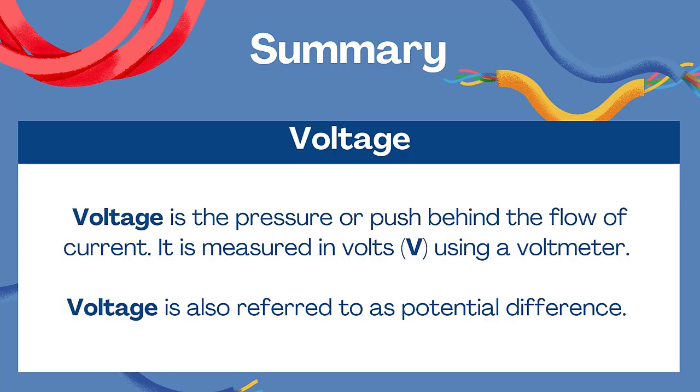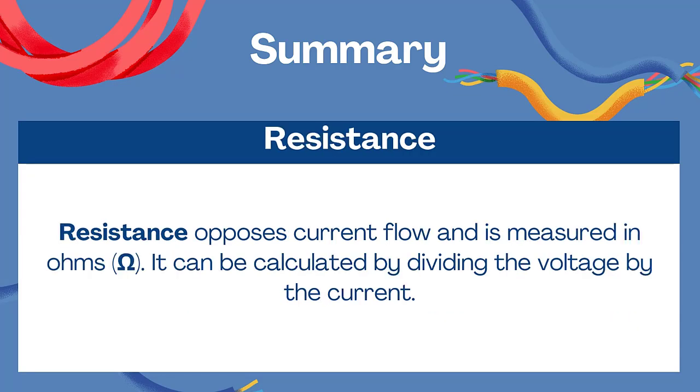Voltage. Voltage is the pressure of push behind the flow of current. It is measured in volt, symbol is V, using a voltmeter. Voltage is also referred to as potential difference in the circuit. Resistance. Resistance opposes the flow of current and is measured in ohms. It can be calculated by dividing the voltage by the current.